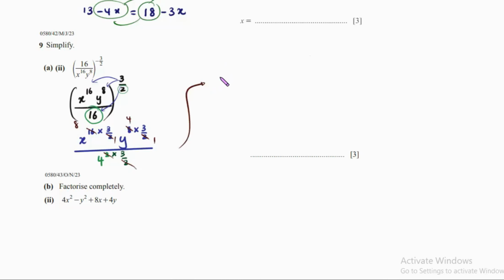Now I can write this as x to the power 8 times 3, which is 24. Then I have y to the power 4 times 3, which is 12, over 4 to the power 3. But this 4 to the power 3's value should be calculated. That is the same as 4 times 4 times 4. So when we find the value of 4 to the power 3, that is equal to 64, which means we get x to the power 24, y to the power 12 over 64. This is going to be our answer.